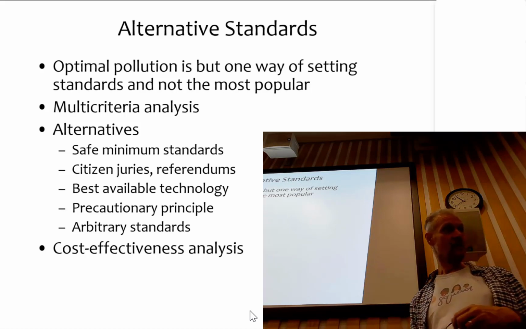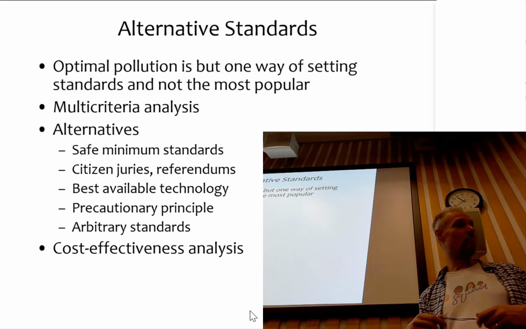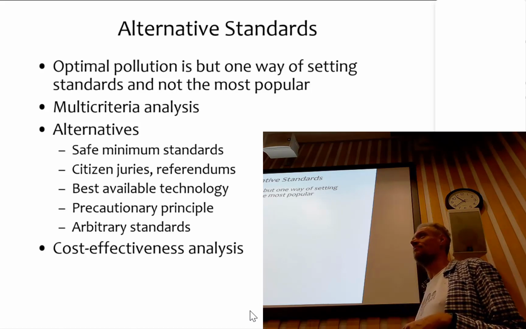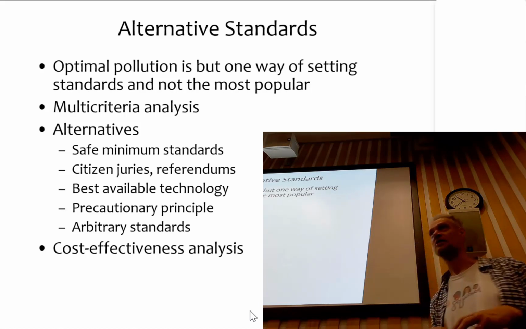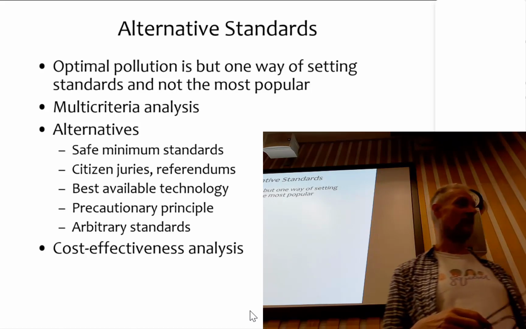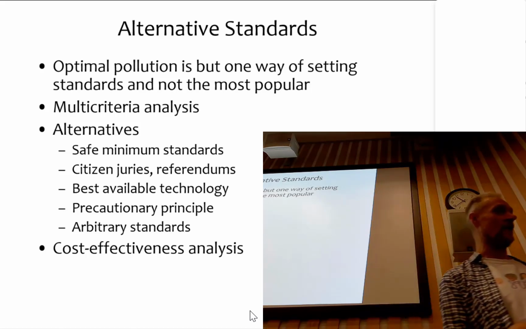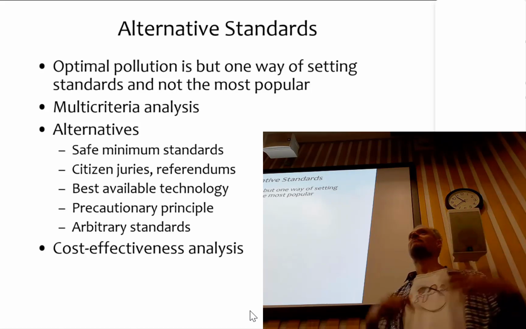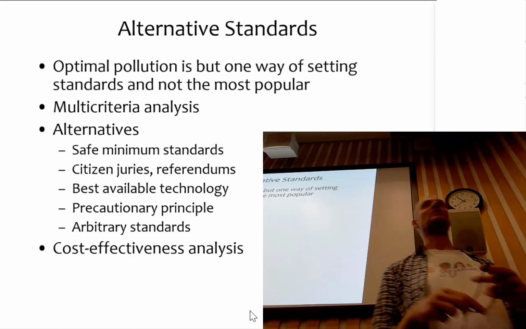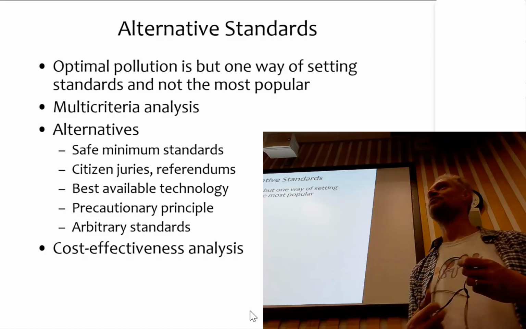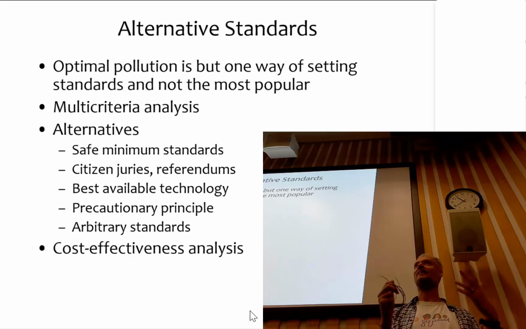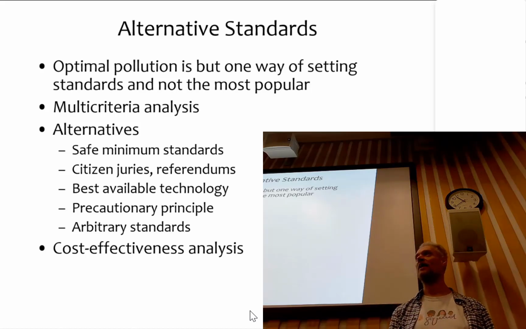One popular alternative is to set safe minimum standards. And this is particularly popular in things that relate to health. And it sort of sounds fine, right? We're going to make sure that we don't do too much damage. We're going to make sure that we're safe. And it sounds very appealing, but how do you decide what is safe and at what level is that safety set and by which criteria?